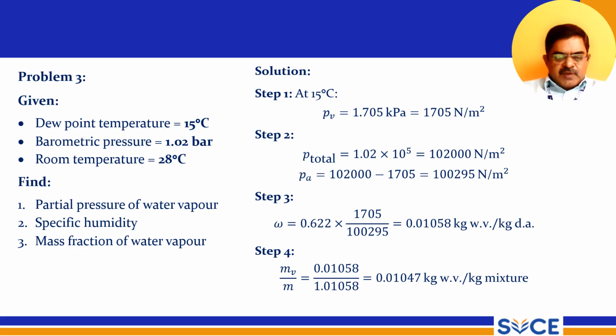Step 4, mv by m. So that is equal to 0.01058 divided by 1.01058. So that is equal to 0.01047 kg of water vapor per kg of mixture.